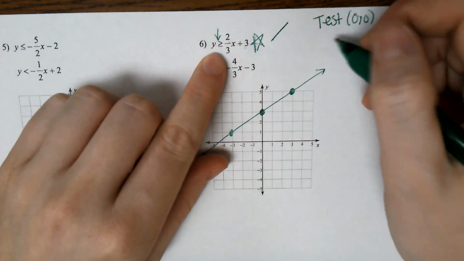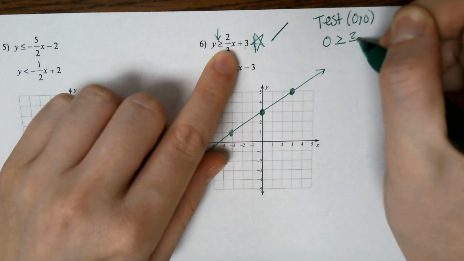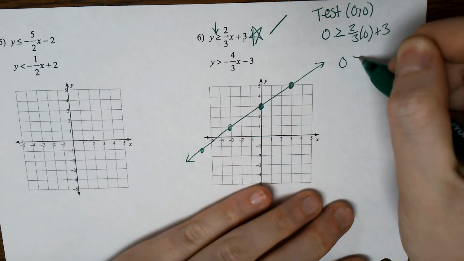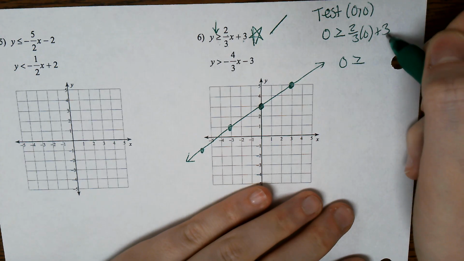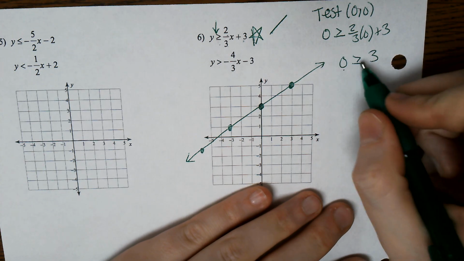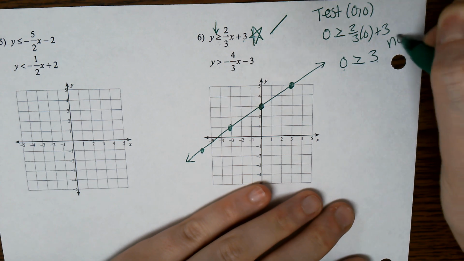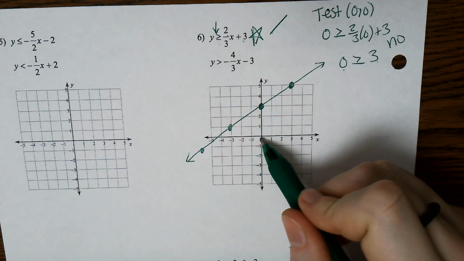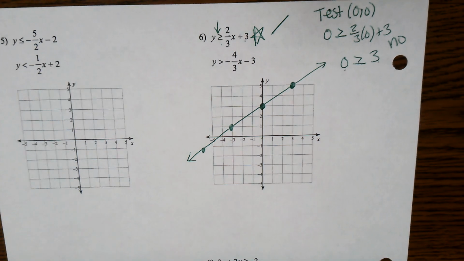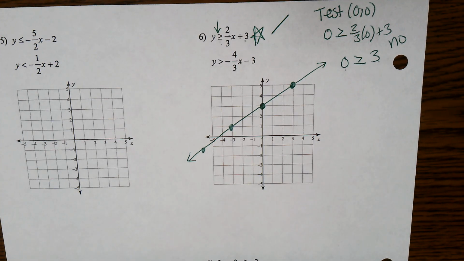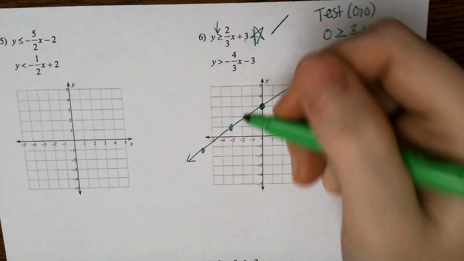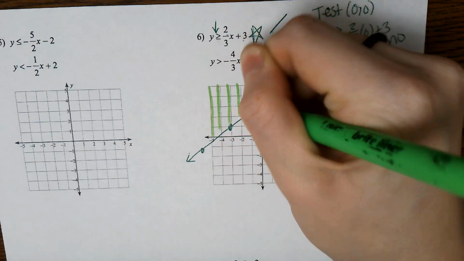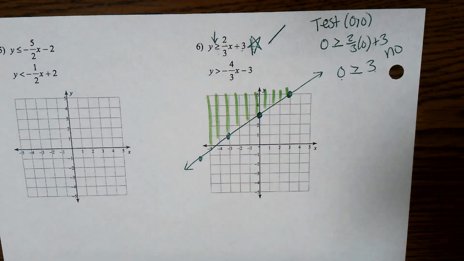So plug in 0 for y, plug in 0 for x, and you're going to see, is this a true statement? So 0 greater than or equal to, this becomes 0, and then plus 3. Is 0 bigger than or equal to 3? Well, no, it is not. So 0, 0 was not a solution, so I'm not shading where this was. I'm going to shade the other side. I suggest having colors in doing this, or you can just use a pencil and do some vertical lines in one direction.